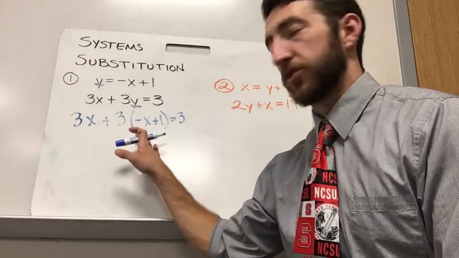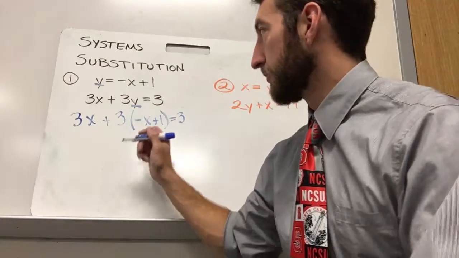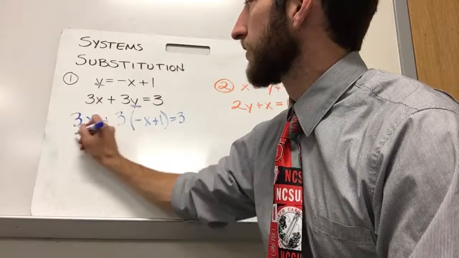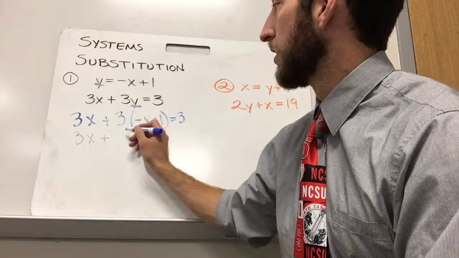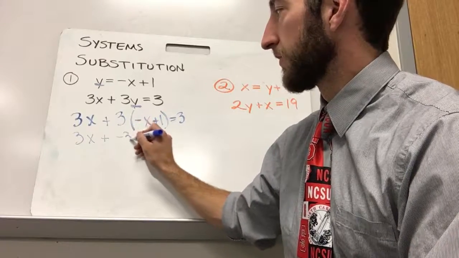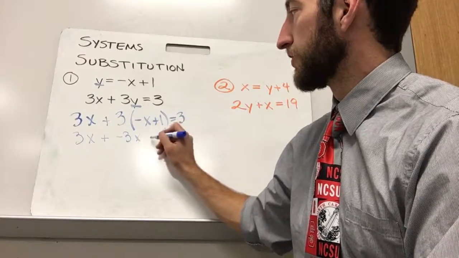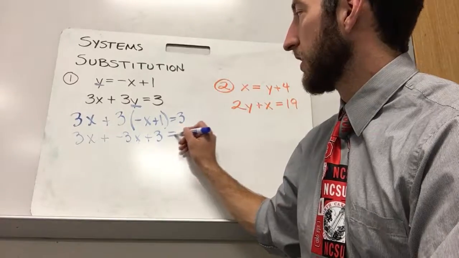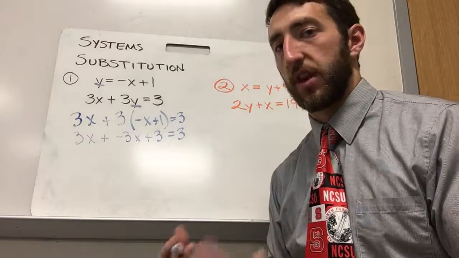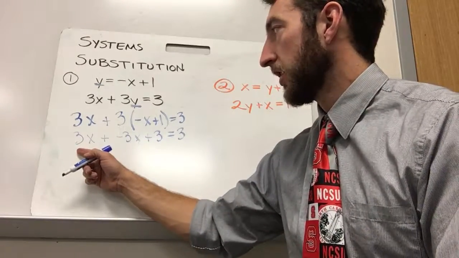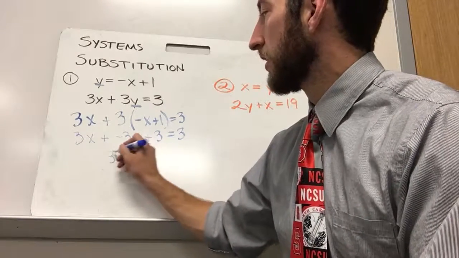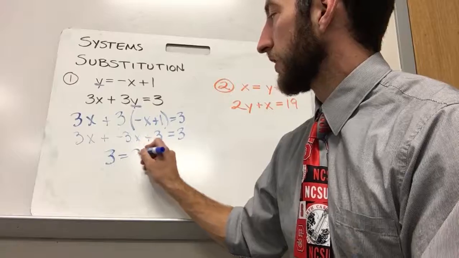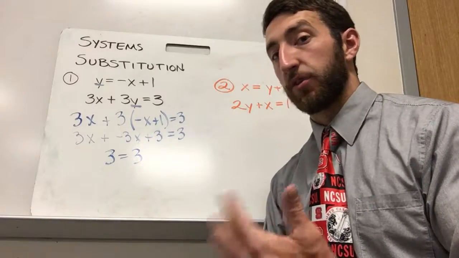Now we just solve for x. So we go ahead and distribute. That's 3x, 3 times a negative x is negative 3x, and then this 3 distributes to the 1, so that makes it plus 3 equals 3. Now we combine like terms: the negative 3 and the 3 cancel out, and I'm left with 3 equals 3. Now what happens if you get 3 equals 3?